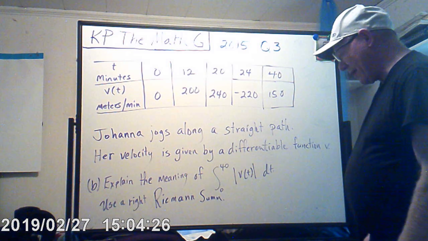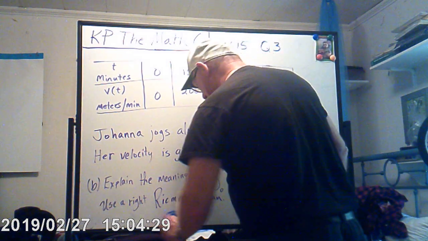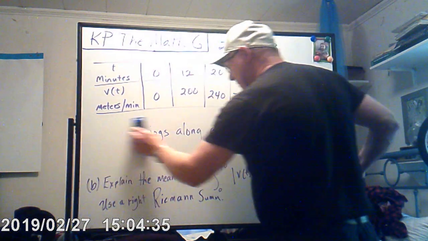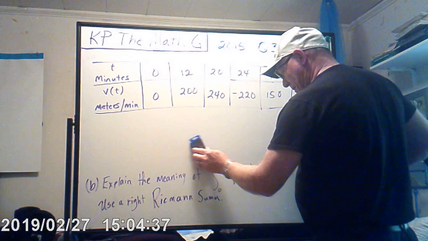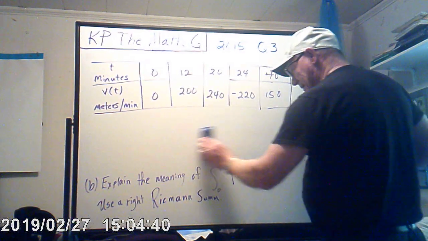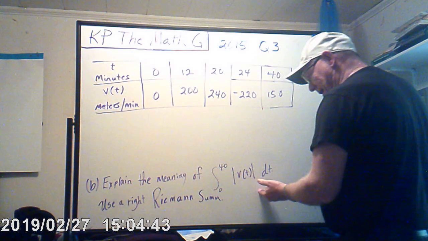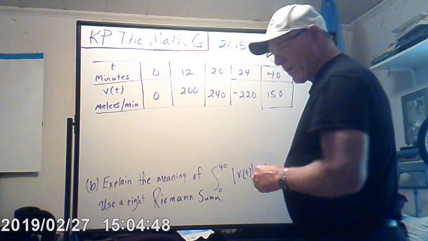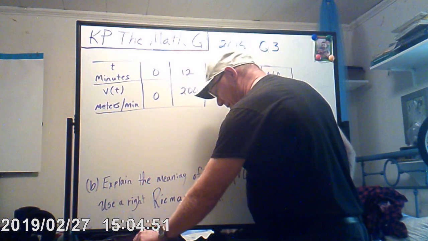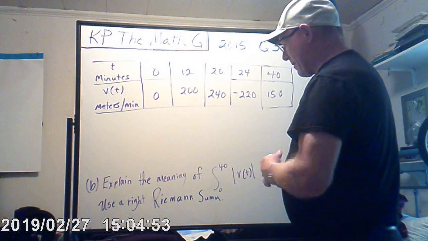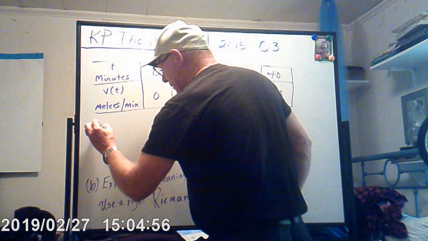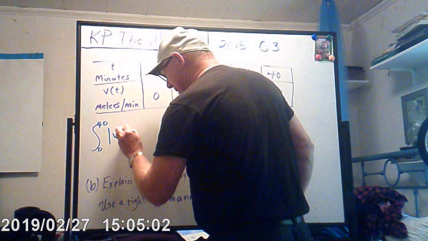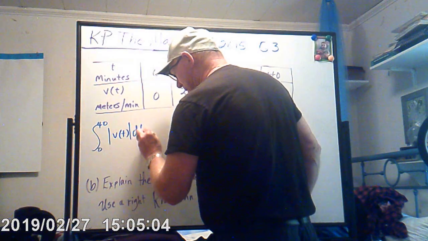If I may, I would like to erase some of this. Let's look at this. I can probably put some of the problem right up above this. Well, the meaning is this is total distance. Let's get a different color and talk about the total distance. Now, we are going from 0 to 40. We're taking the absolute value of v of t dt.